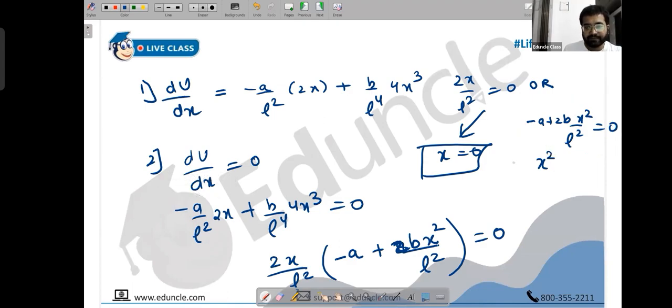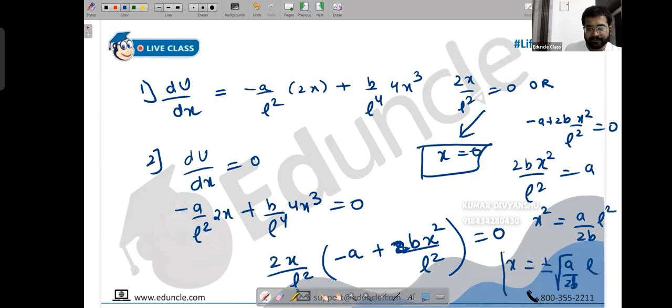So 2b x square upon L square is a, or I can say x square is a upon 2b into L square, or I can say x is plus or minus under root of a upon 2b times L. These are the remaining 2 solutions. So we have got 3 solutions now: 0, then plus or minus under root of a upon 2b times L. Any questions, anyone?